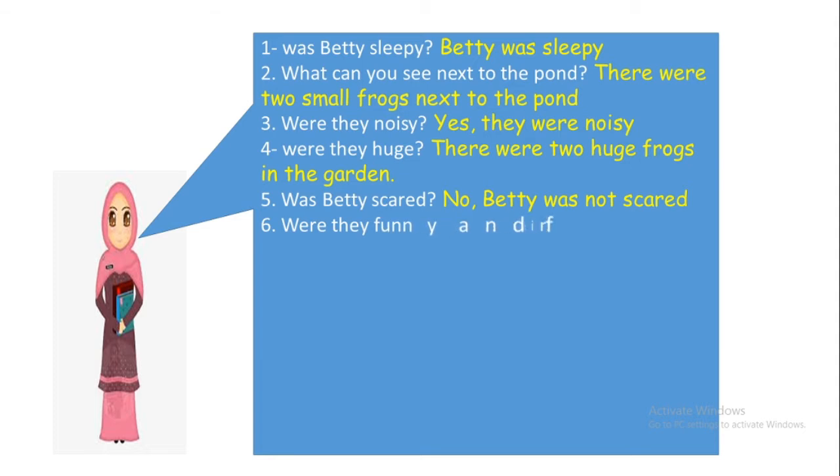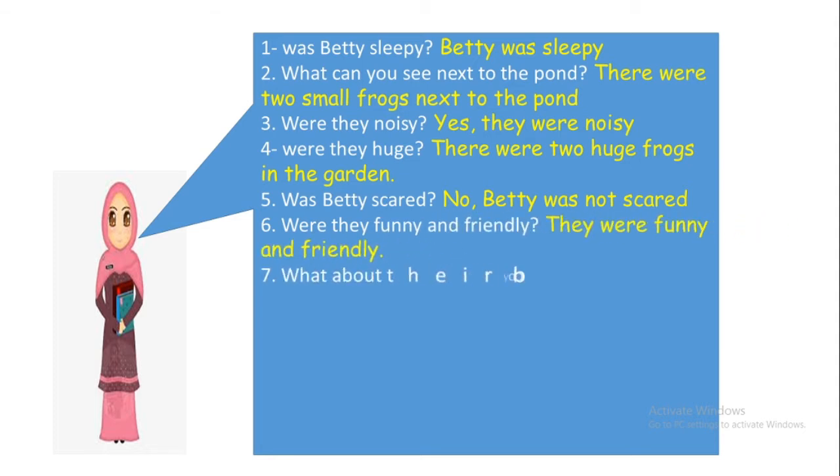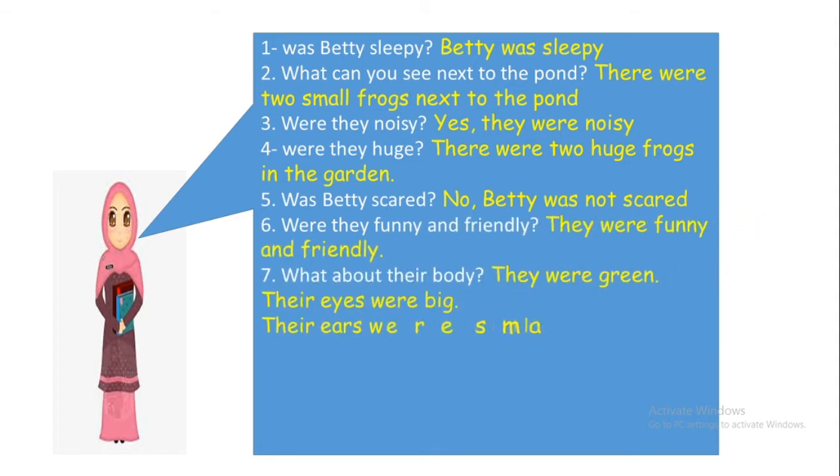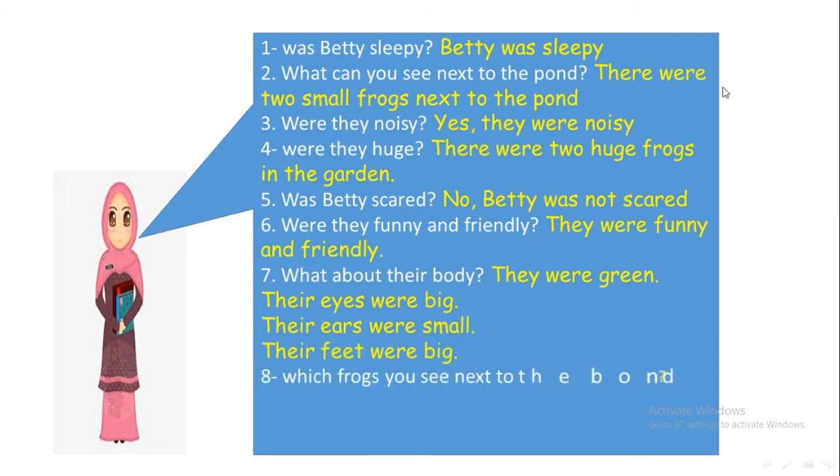What can you see next to the pond? There were two small frogs next to the pond. What happened to these frogs? Were they noisy? Yes, noisy. Were they huge? Next picture. There were two huge frogs in the garden in picture number 2. Was Betty scared? No.